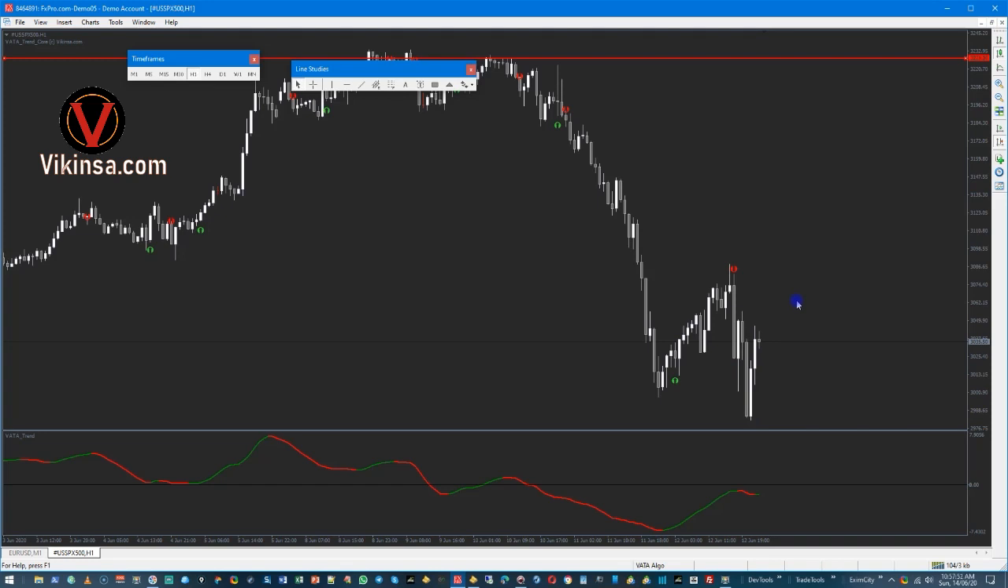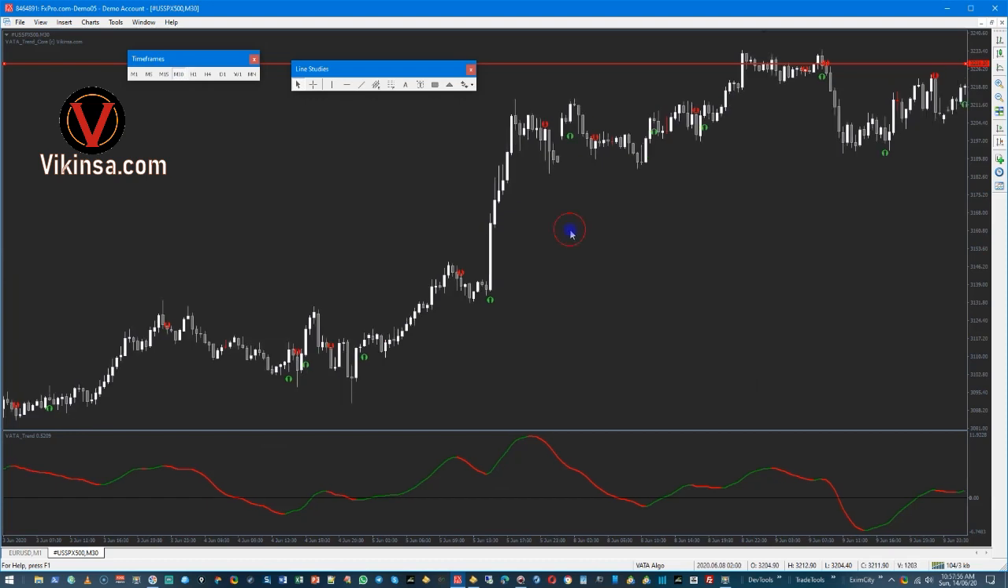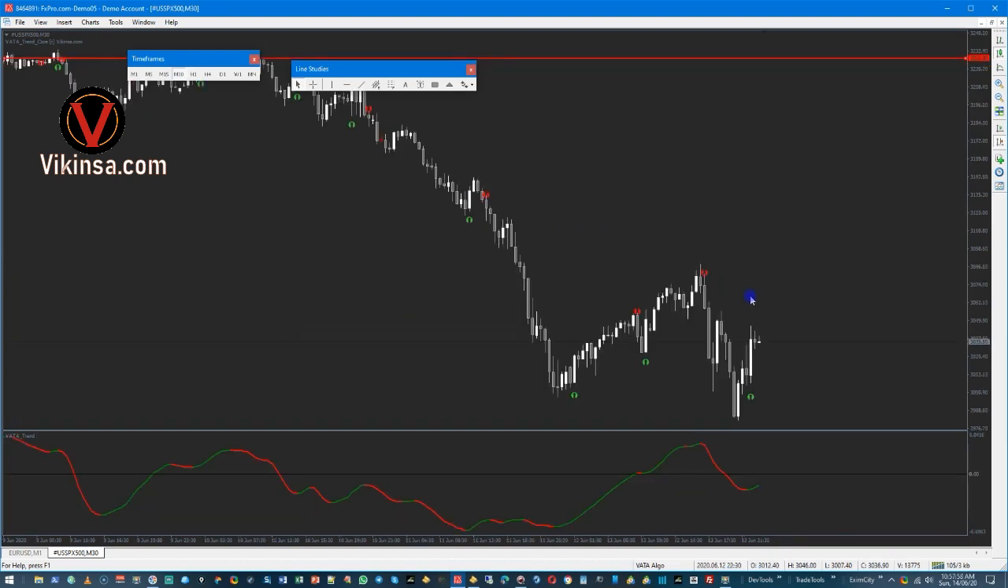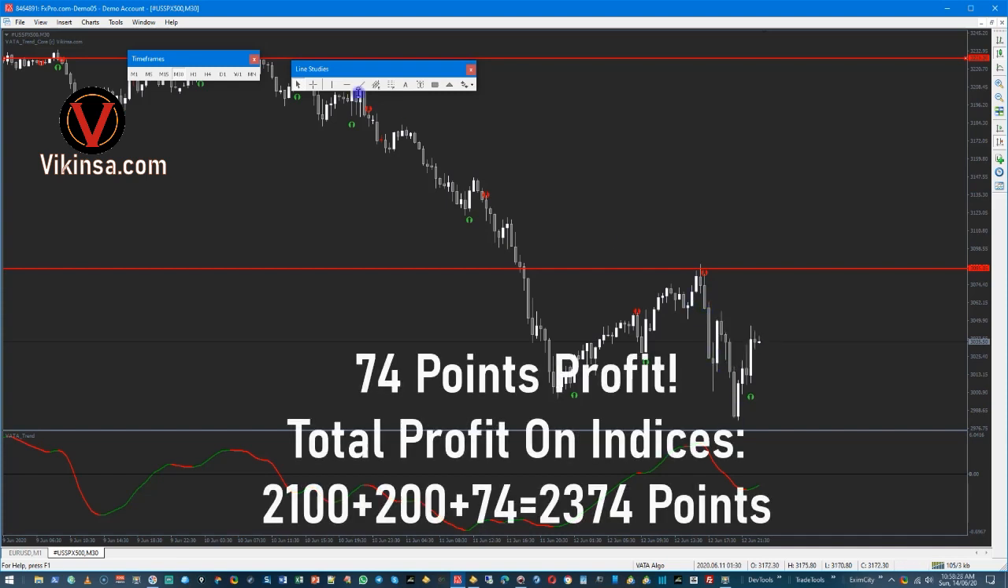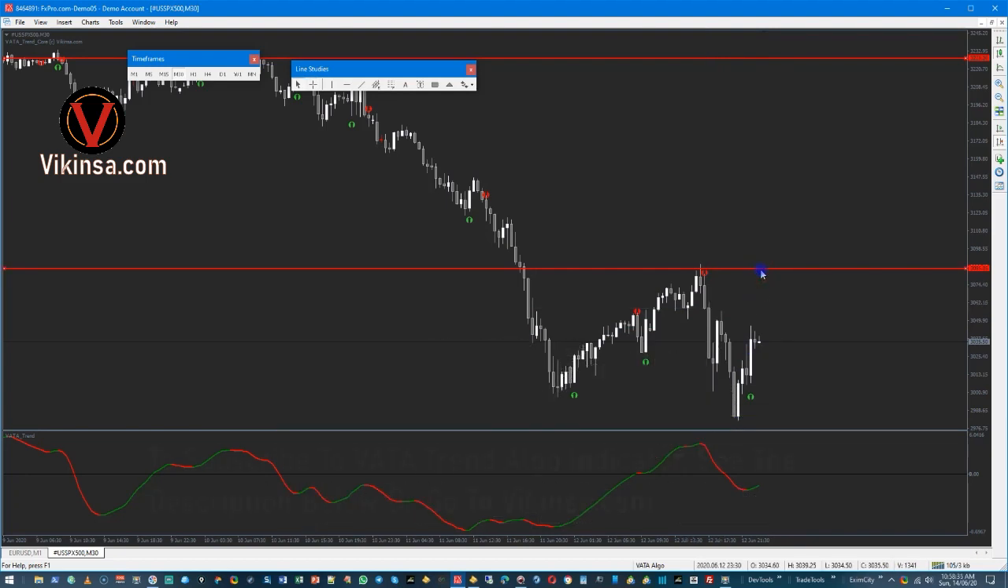If you want to fine tune your entry, then you could have gone to the 15-minute or 30-minute chart to see what could have happened. This was the level, and the reason was that this was a Fibonacci level at 30.2, so near about 3088 was the level that I gave in the Telegram. If you wanted, you could have used the VATA Trend Algo to enter the market and benefit from this particular move. So that's how it can work.